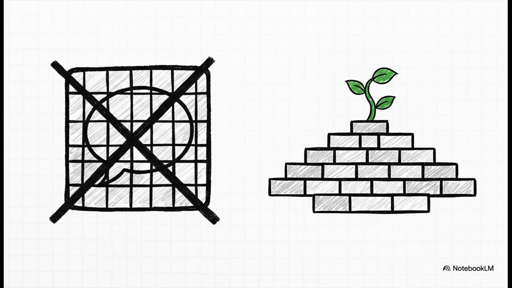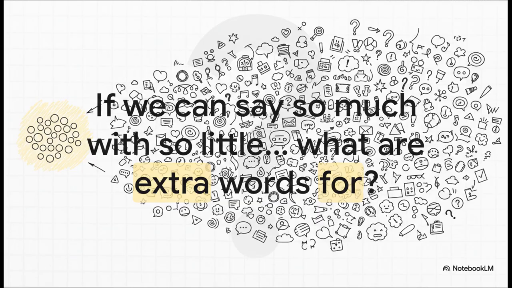And it's really important to get this right. The goal was never to limit language or to replace English as we know it. The idea was to build a strong, reliable foundation, a launchpad for anyone to start communicating clearly and effectively. And that leaves us with one last really fascinating thought to chew on. If we can say almost anything we need with just 850 words, it really makes you wonder, what are all those hundreds of thousands of other words really for?